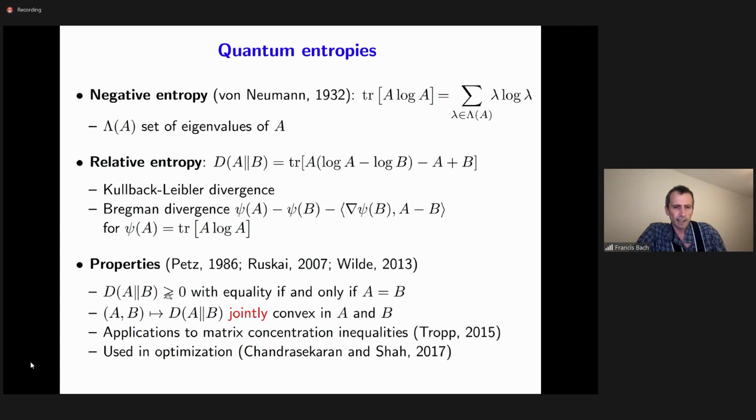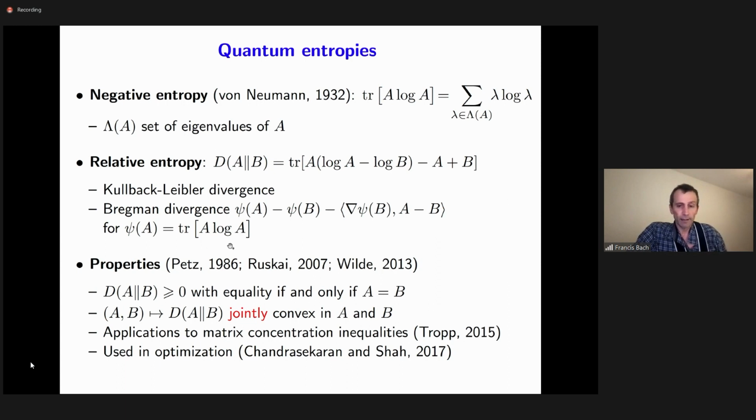Some of them are obvious coming from a convex optimization perspective. The fact that it is non-negative is obvious because it's a Bregman divergence. You have equality if A is equal to B, also a direct consequence of being a Bregman divergence. The convexity in A is also a straightforward consequence of the definition, because all Bregman divergences are convex in the first argument. What is not at all straightforward is the fact that it is jointly convex in both A and B. So this is totally non-trivial.